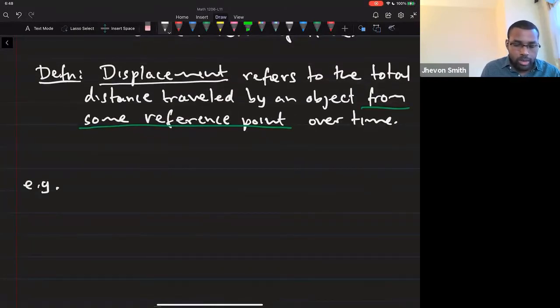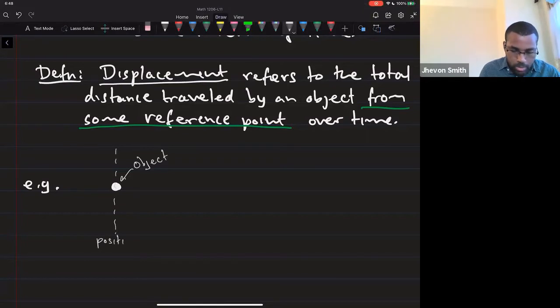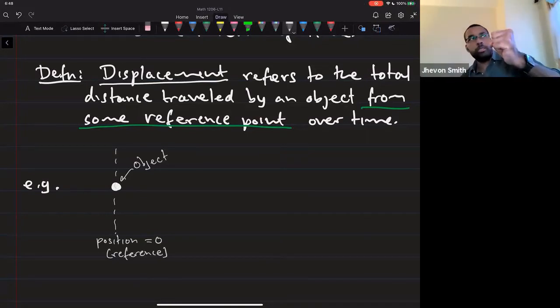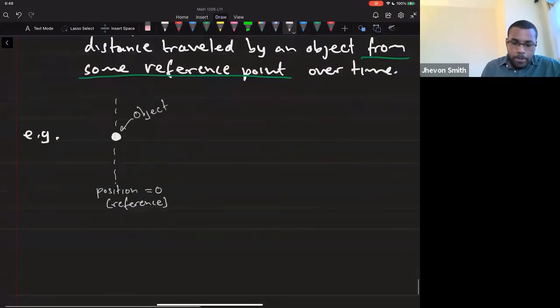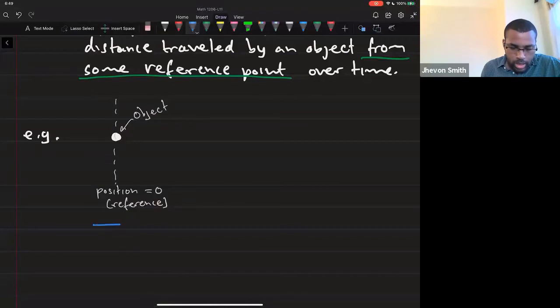Let's say you have this object. Right, so that's what this guy is, the object. This here is position 0, and it is our reference. I pick a point in space and say that is my reference, that is position 0. And this guy here is the path the object traveled.